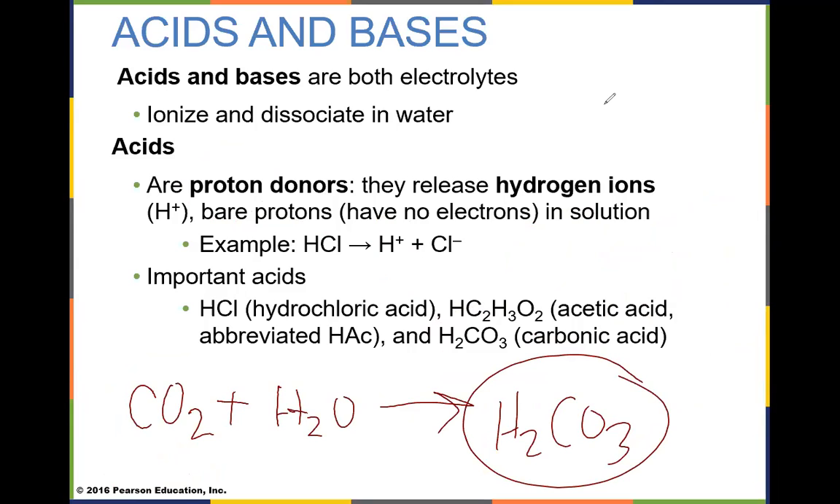And as we breathe out more and more CO2, the carbonic acid levels rise, and that's what tells our brain to breathe faster to get rid of the CO2. So the important acids in our body: hydrochloric acid and carbonic acid. This is a strong acid. This is a very weak acid.